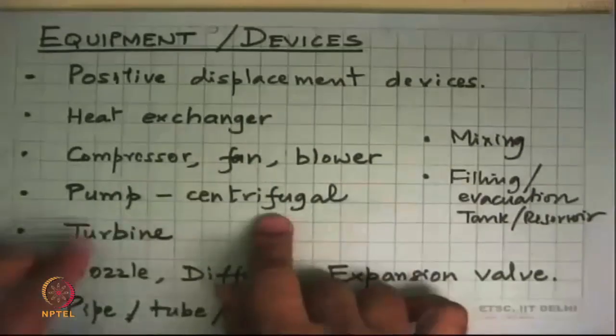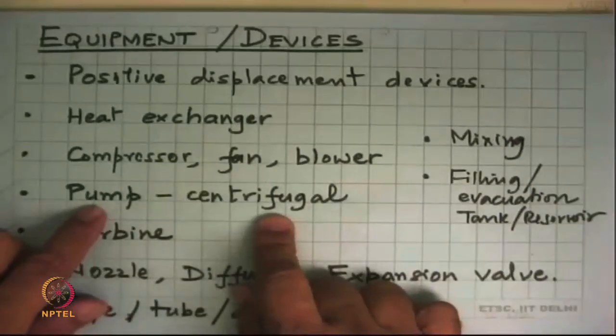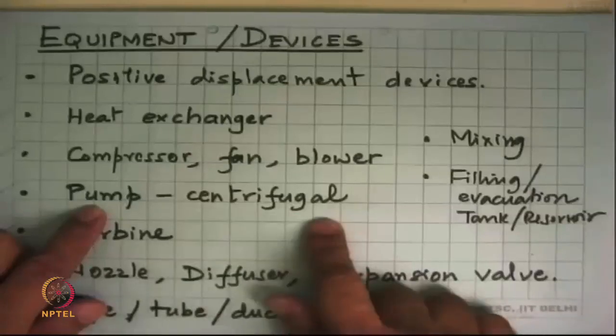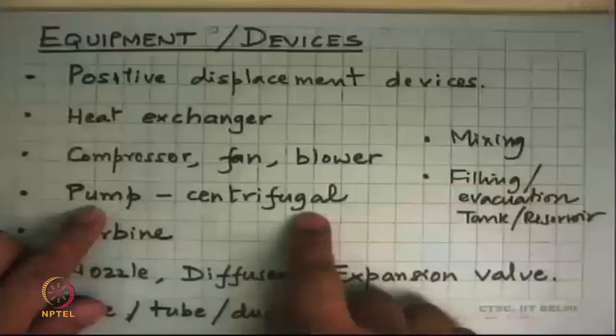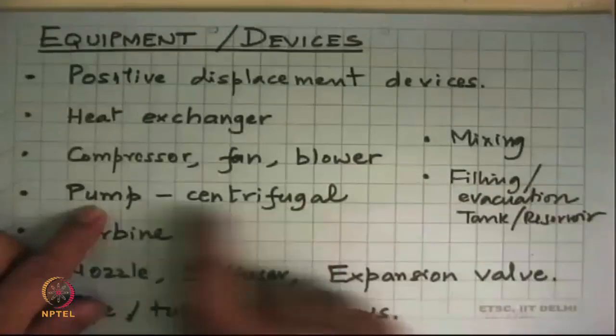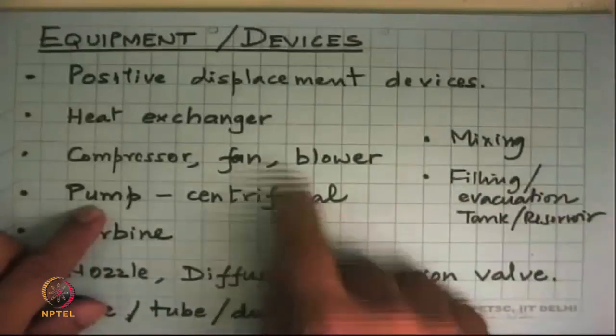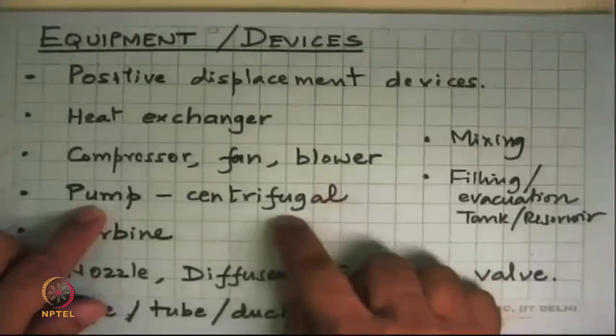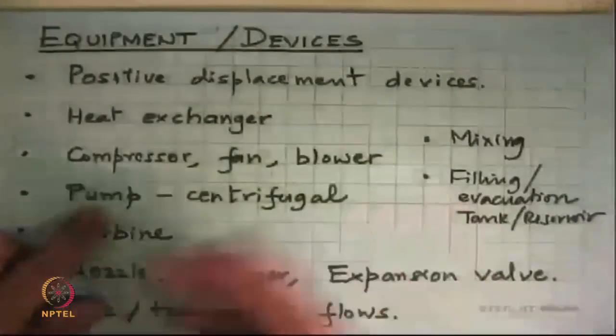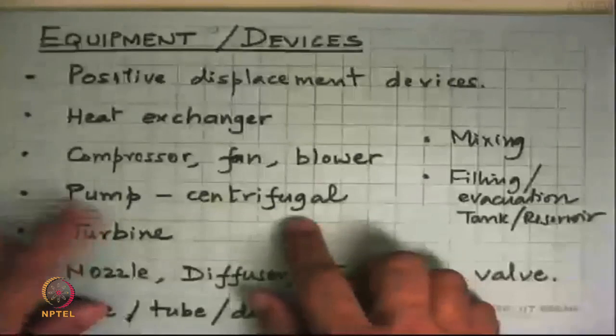Then we looked at pumps. We said these are devices that take a liquid and pump it to a higher pressure on a continuous basis. So here also work input is there, and we said that the ideal case was isentropic, like the compressors, fans and blowers, and what would be the real case where the entropy increases.